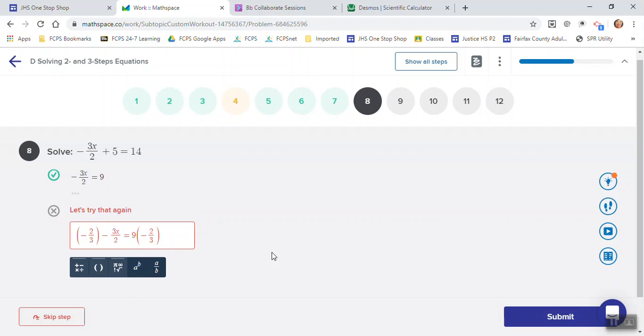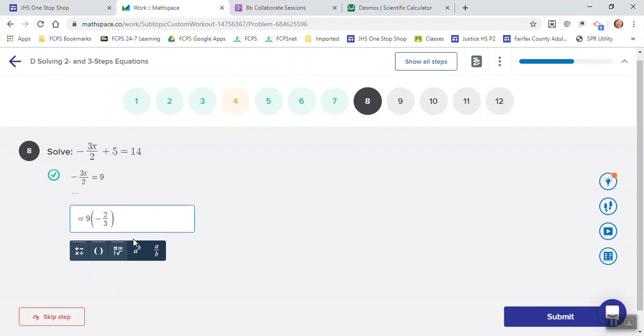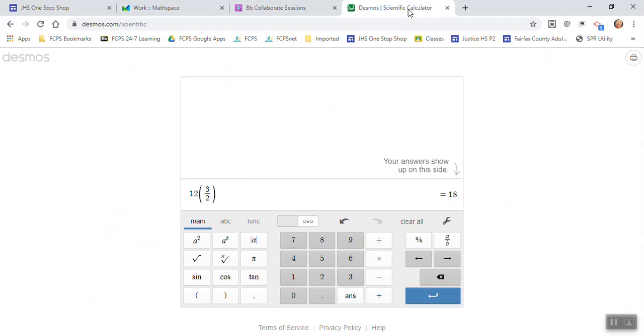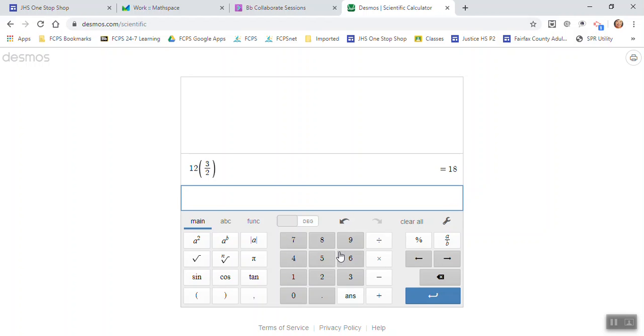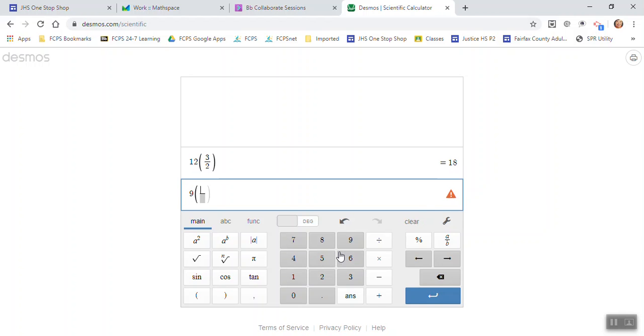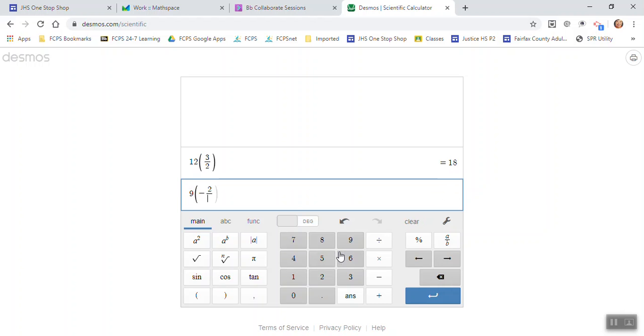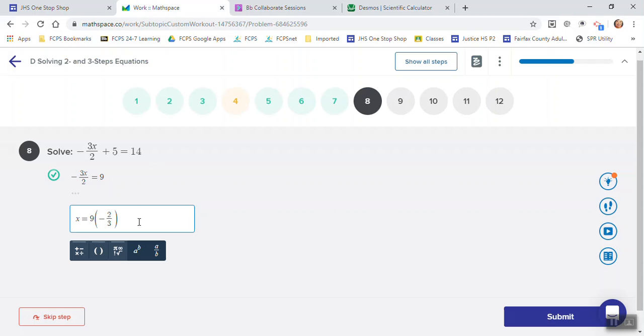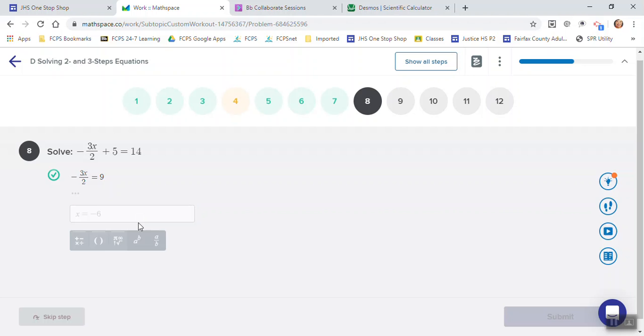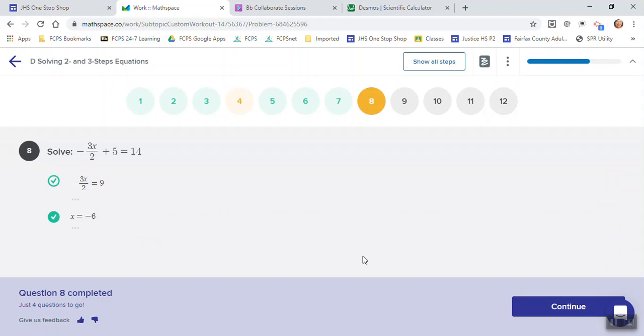Next, you do that so that the left side now just has x and the right side would be 9 times negative 2 thirds, right? So 9 multiplied by negative 2 thirds is negative 6. So x equals negative 6. Yep.